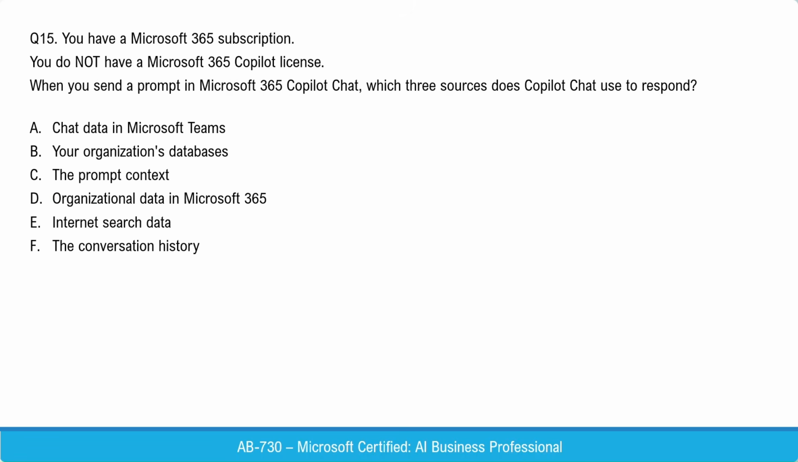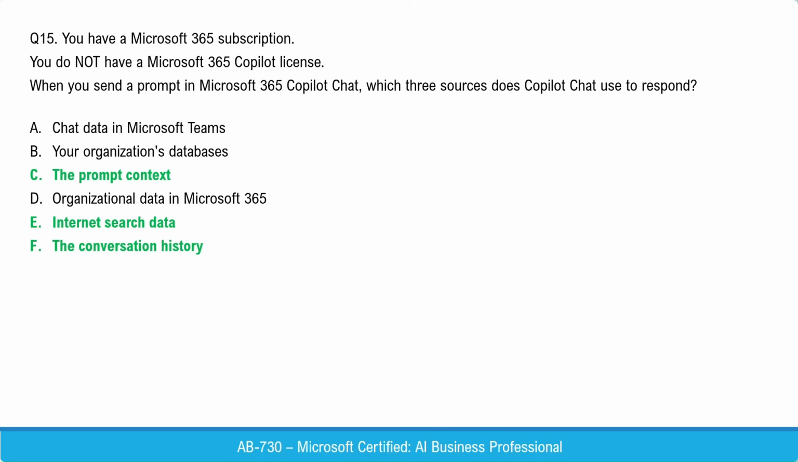Next question. You have a Microsoft 365 subscription. You do not have a Microsoft 365 Copilot license. When you send a prompt in Microsoft 365 Copilot chat, which three sources does Copilot chat use to respond? And you have been given 6 options. You have to choose 3 of them. The correct answers are C, the prompt context, E, internet search data, and F, the conversation history.